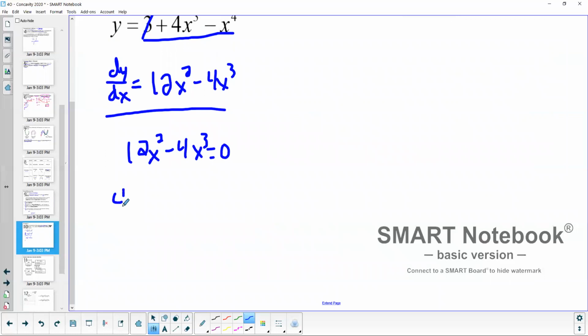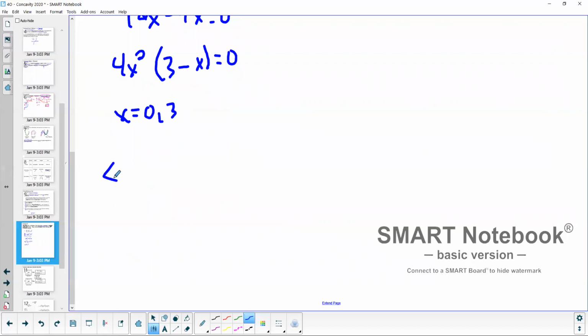And so solving this, we would definitely need to pull out common factors. And so our greatest common factor is 4x squared, which leaves us with 4x squared times the quantity 3 minus x. And solving, we get x equals 0 and positive 3. And so then we do our number line, similar to what you did in 4m. And we place 0 and 3.